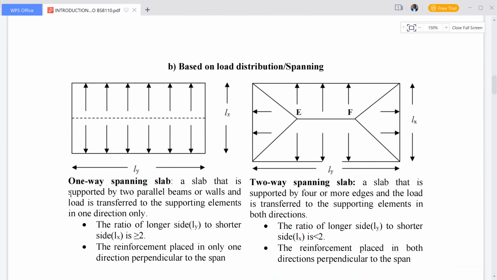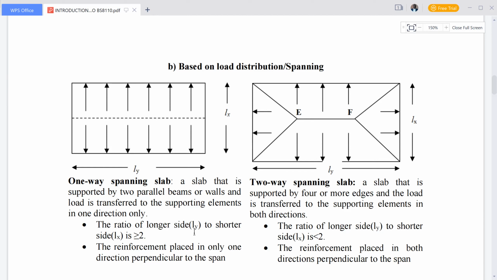So when someone tells you these are one-way spanning slabs, technically it means a slab that is supported by two parallel beams or walls, and load is transferred to the supporting elements in one direction only. For example, we have this beam, the bottom beam and the upper beam. So looking at this now, the load only comes to this beam. The load comes in one direction only.